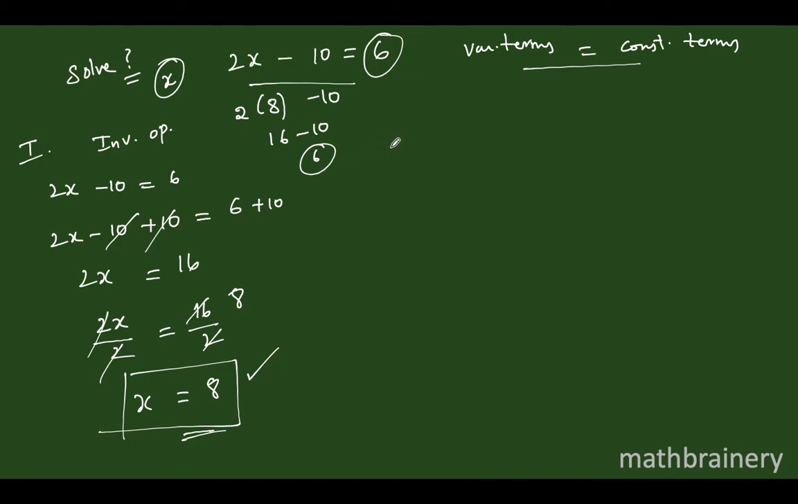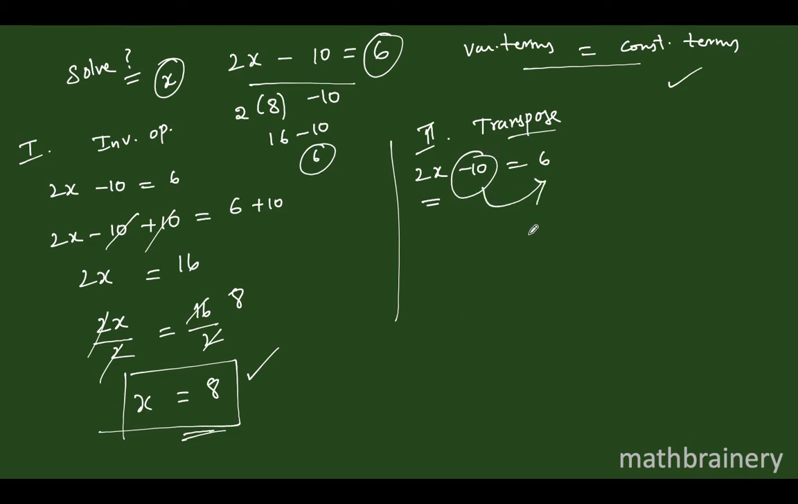Now the same result can be achieved by a different method, which is called the method of transpose. What do you mean by transposing? Transposing means shifting. Suppose I tell you 2x minus 10 is equal to 6 and I want to achieve the same logic. I want variable terms on one side and constant terms on the other side. To achieve this result, we are going to transpose the constant term. I want variable terms here. I do not want any constant term here. So I will remove this constant term, and to remove this, I am going to shift it to the right hand side. That is, I am going to transpose it to the right hand side.